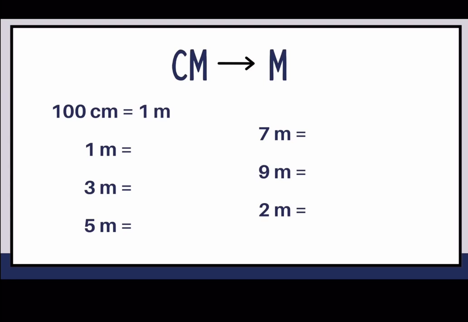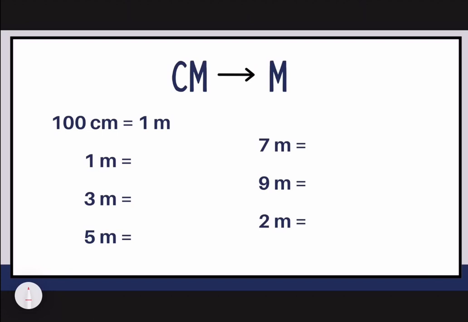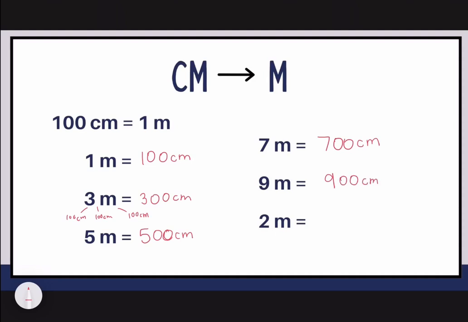So we're going to convert centimeters to meters. The first one's been done for us. 100 centimeters is equal to 1 meter. So that means 1 meter is equal to 100 centimeters. And if we had 3 meters, how many centimeters would we have? 300 centimeters, because really that's 100 centimeters, 100 centimeters, 100 centimeters. 5 meters then would be 500 centimeters. 7 meters would be 700 centimeters. 9 meters would be 900 centimeters. And 2 meters would be 200 centimeters.